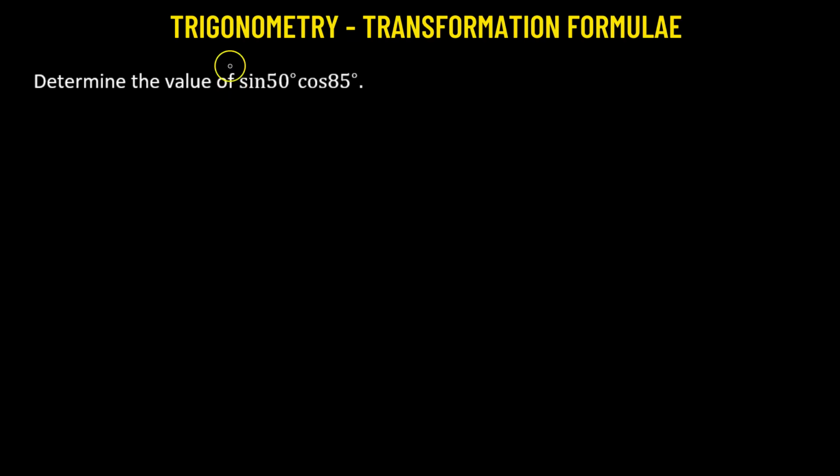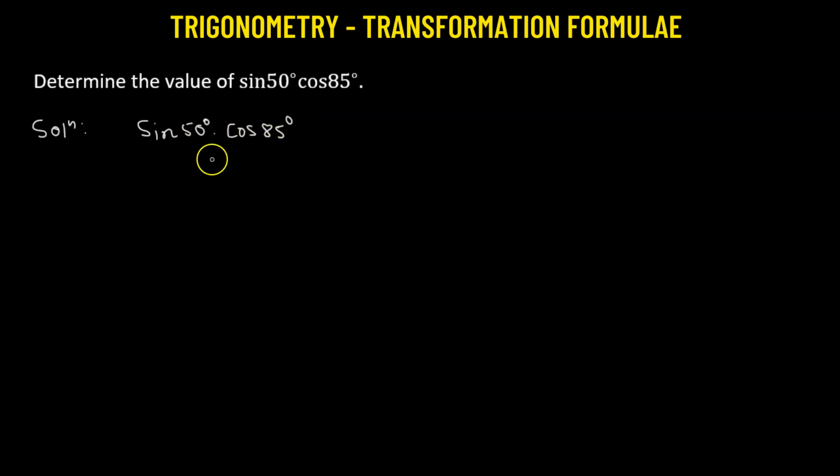So here we are given the product of two trig functions, sine 50 degrees and cosine 85 degrees. We need to find out the value. Let us begin. So here we start out with a given expression. We have sine 50 degrees times cosine 85 degrees.